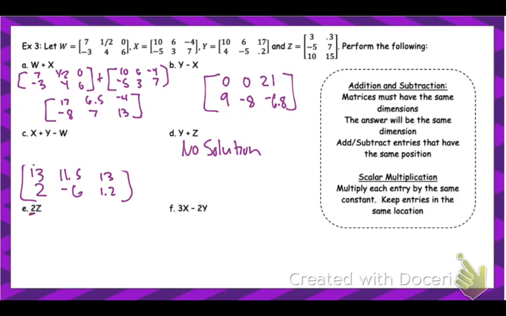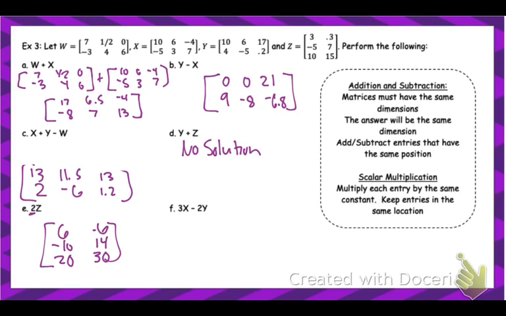So this means that the number 2, that's the scalar, is being multiplied by z. So I'm going to do 2 times this matrix. And all I do is I take every entry and I multiply every entry by 2. So I would end up with 2 times 3 is 6, 2 times negative 5, 2 times 10, 2 times 0.3, 2 times 7, and 2 times 15. All right, go ahead, pause the video and try this last one.